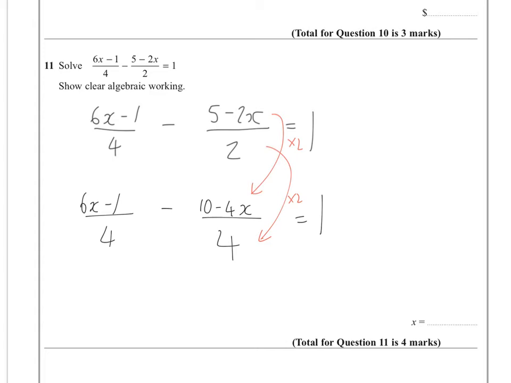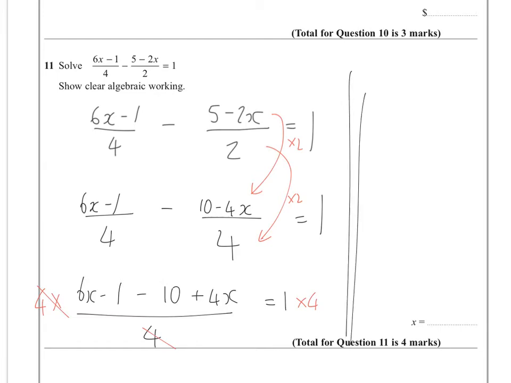I can now subtract the fractions, so I've got 6x minus 1, minus the numerator, so minus 10 minus 4x, plus 4x, all over 4, equals 1. If I now multiply both sides by 4 to cancel out the denominator of the fraction, and then simplify the left-hand side of the equation.